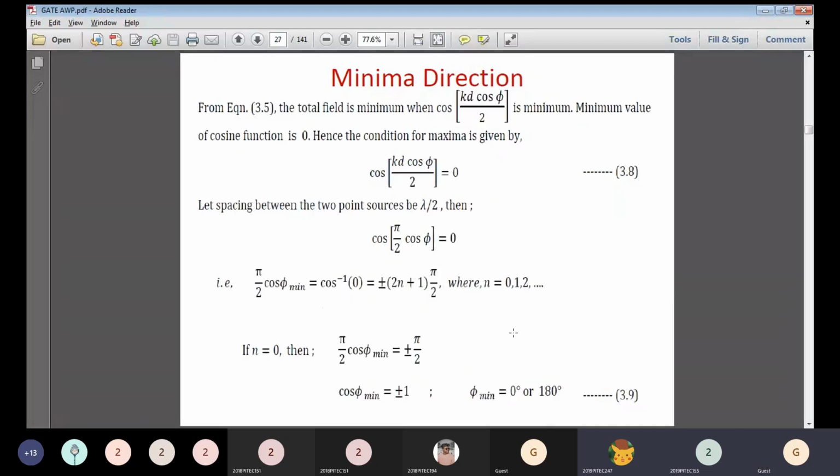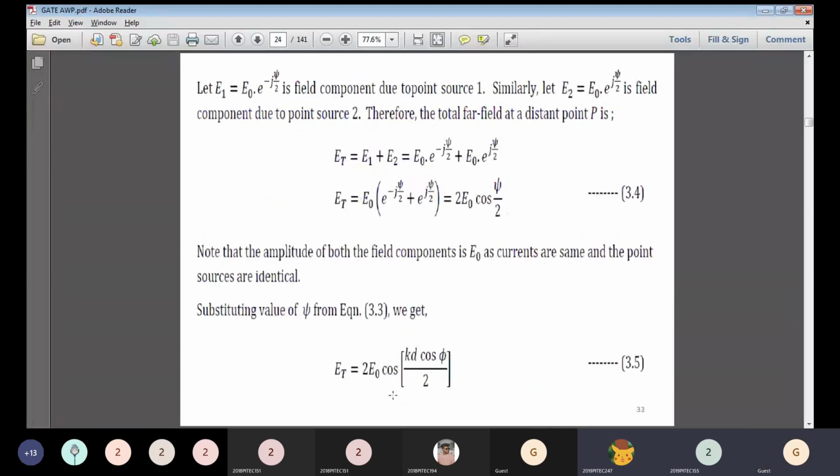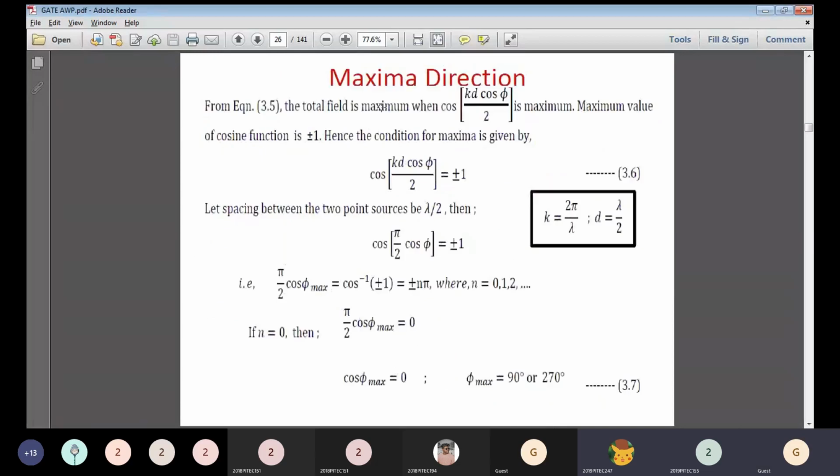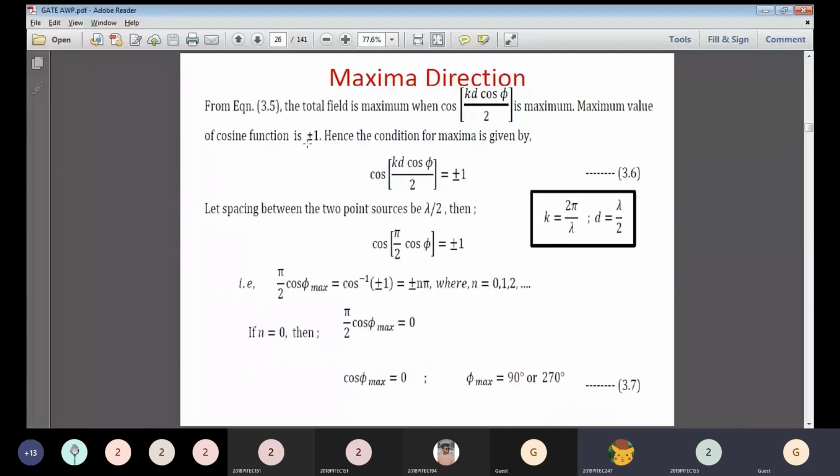So the maximum direction we are going to get is phi max equal to 90 or 270. The minima we are going to get at 0 or 180. From this ET, we are going to find the value of the maximum direction. The maximum value of the cosine function is plus or minus 1, and the minimum value is 0. So cos of KD cos phi by 2 equal to plus or minus 1.